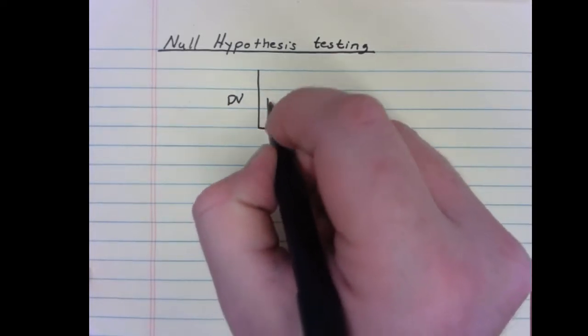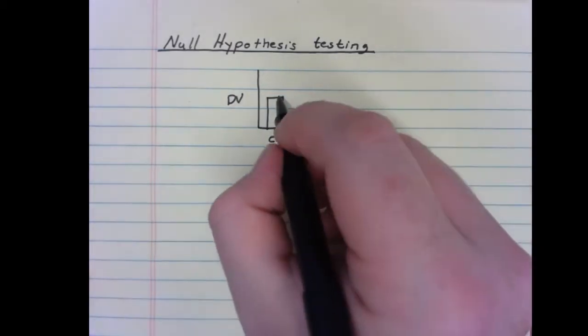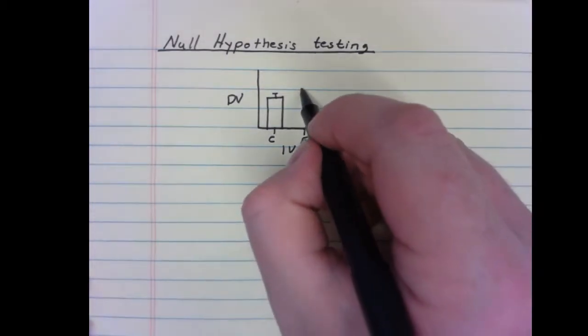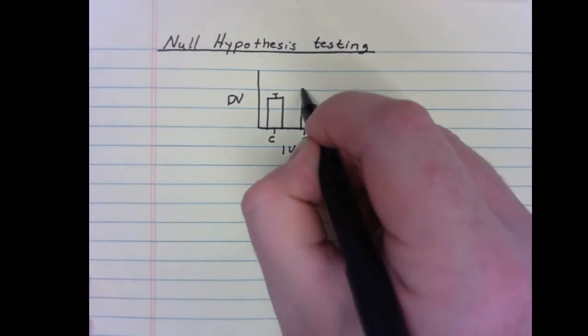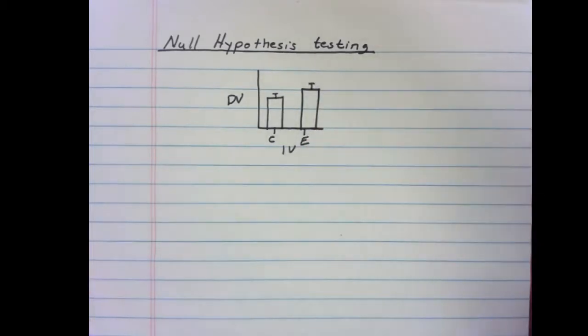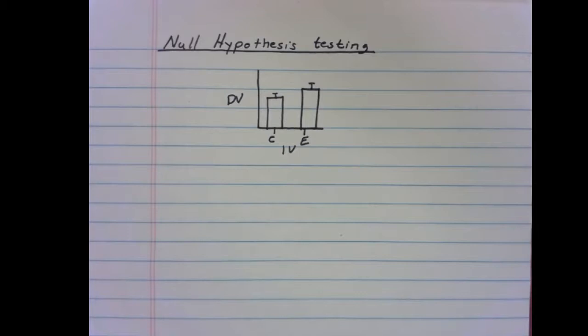If our dependent variable is on an interval or ratio scale, we would probably calculate a mean value, and we'd calculate some measure of variation as well. And then we do the same for our experimental group. Now, looking at this graph, it looks like the mean of our experimental group is greater than the mean of our control group. Does this mean that our independent variable caused an increase in the dependent variable? Is there a causal relationship here?